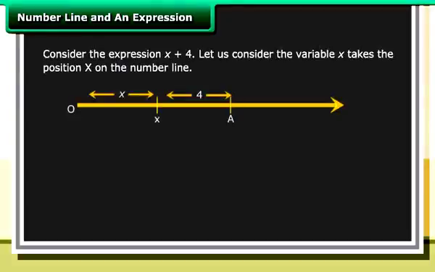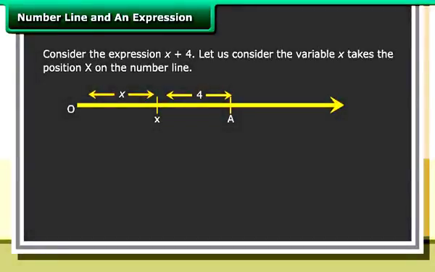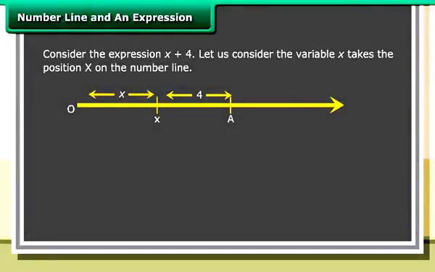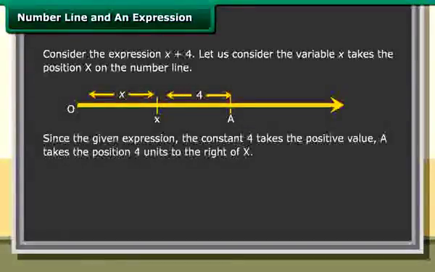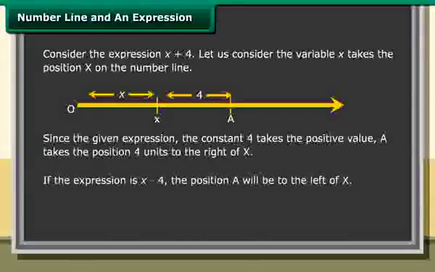Total cost is number line and an expression. Consider the expression x plus 4. Let us consider the variable x takes the position x on the number line. Since in the given expression the constant 4 takes the positive value, a takes the position 4 units to the right of x. If the expression is x minus 4, the position a will be to the left of x.